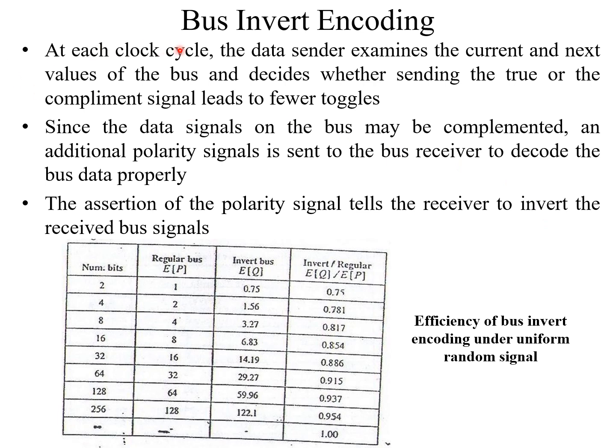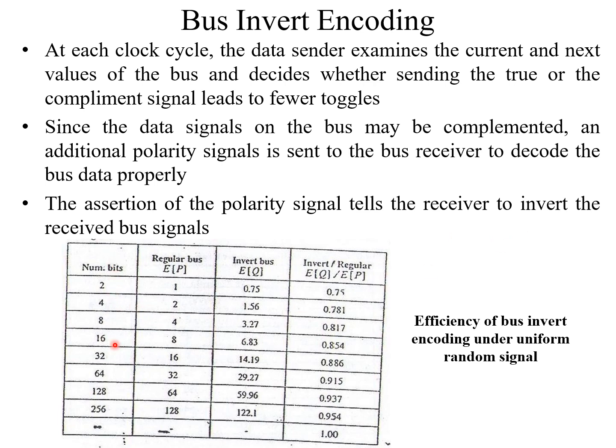At each clock cycle, the data sender examines the current and next values of the bus and decides whether sending the true or the complement signal leads to fewer transitions. Since the data signals on the bus may be complemented, an additional polarity signal is sent to the bus receiver to decode the bus data properly. The assertion of the polarity signal tells the receiver to invert the received bus signal.